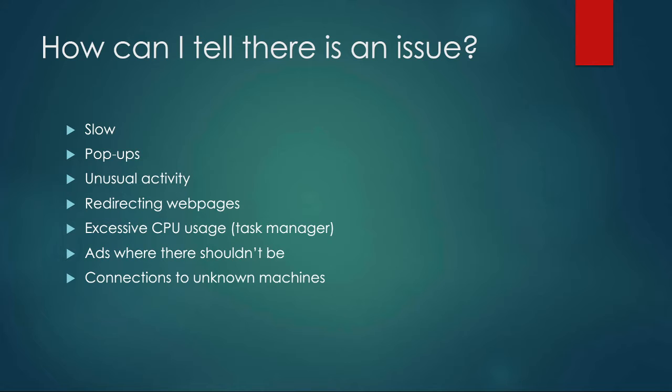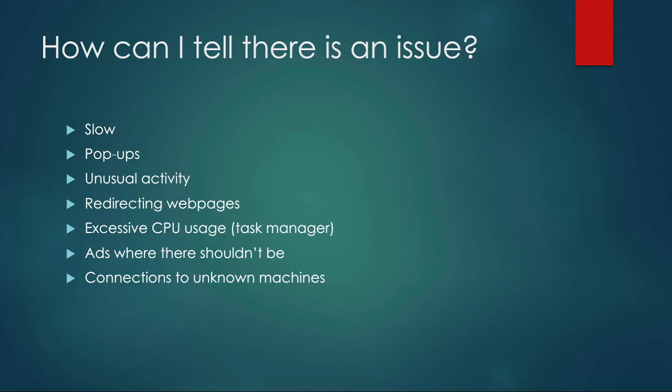Now, to be able to tell that there's an issue, it's possible that you might have an issue that your antivirus wouldn't pick up. Hopefully, you all have antivirus. Some indicators that you have a problem on your system include your system running very slowly, pop-ups happening even beyond when you are on a page.